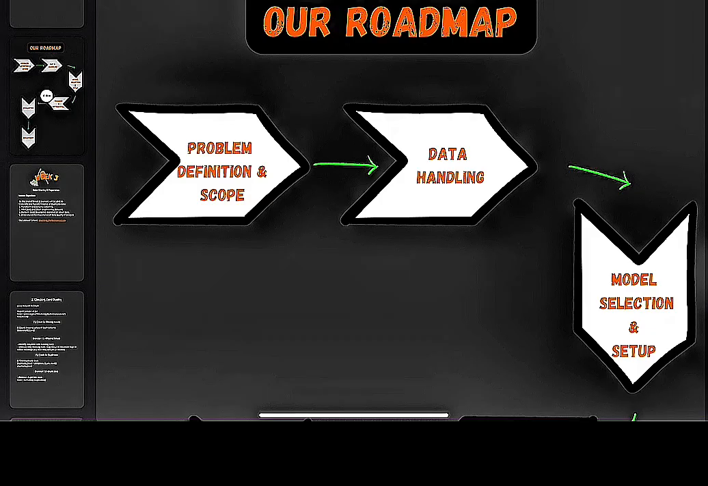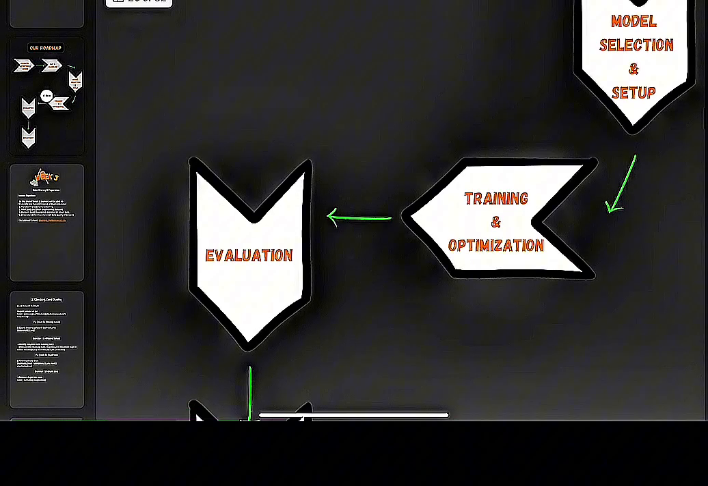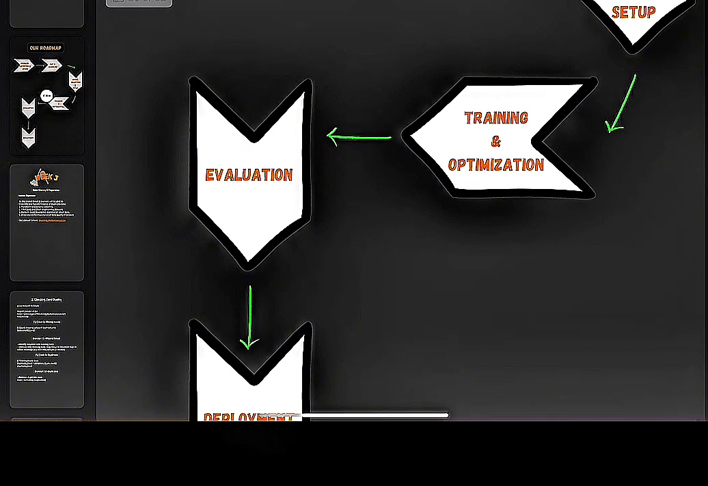Then after that process, we're going to look at model selection. So now, you're going to have to actually choose the model and do the setup. So you're now coding so that the model works, right? And then after we have selected our model, we'll look at training and optimization. So we're training our model and we're optimizing it so that we get the best results. Then how do we know we have the best results? We look at evaluating that model.